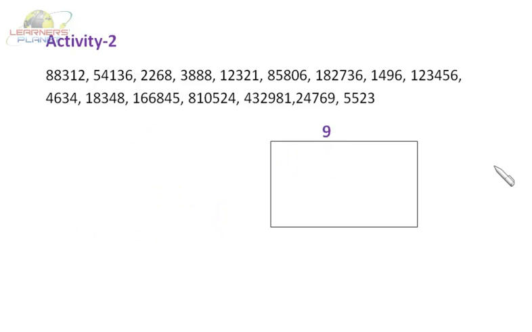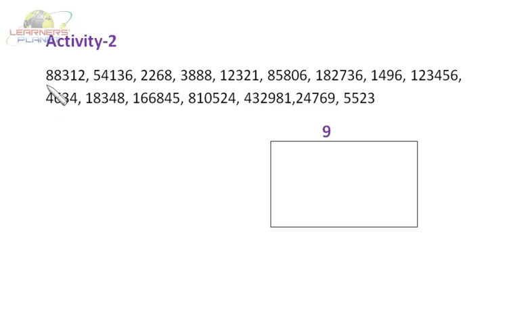Now, we have to find out the numbers which are divisible by 9. Now, what is the divisibility rule of 9? That is, the sum of the digits should be divisible by 9. So, let's find the numbers which are divisible by 9 and write them in this box. So, let's take the first number. I'll be doing 5 to 6 problems for you, and the remaining you have to try on your own.